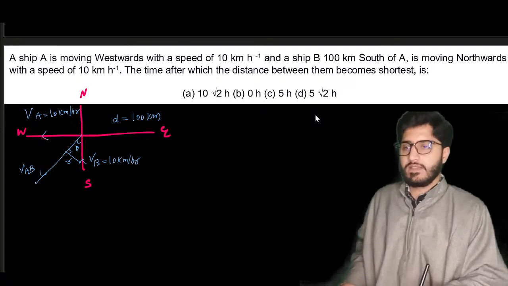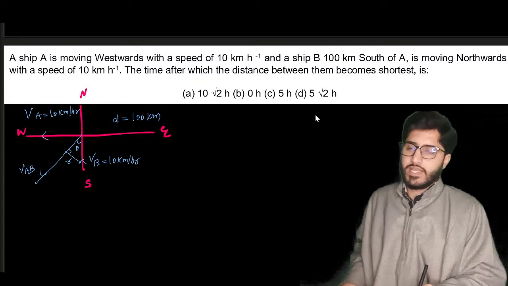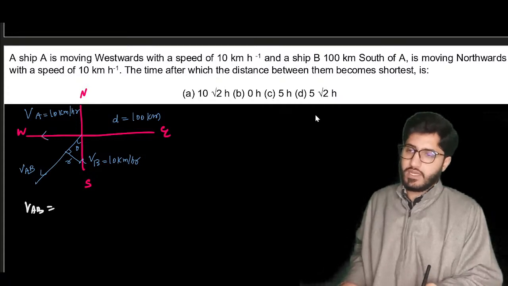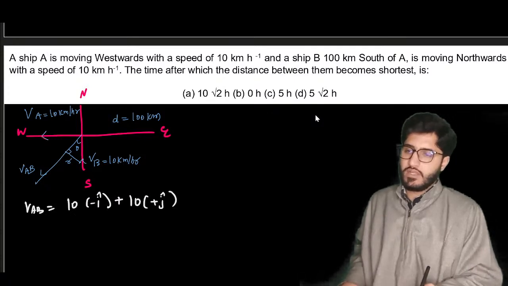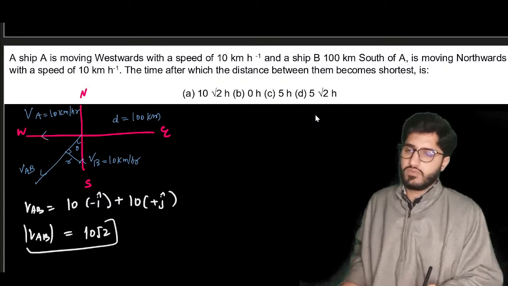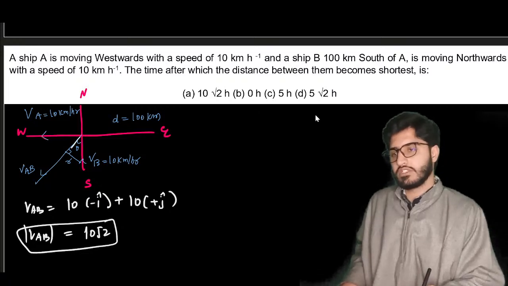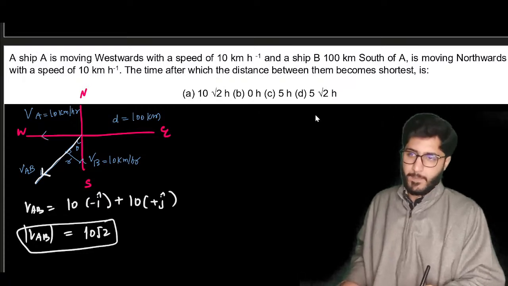VA is 10, VB is 10, so I can write VAB. Look now, VAB will be 10 minus I cap plus 10 plus J cap. The magnitude of VAB is 10 root 2. So my speed came out to be 10 root 2. Speed is given to us, and we have to find out time.